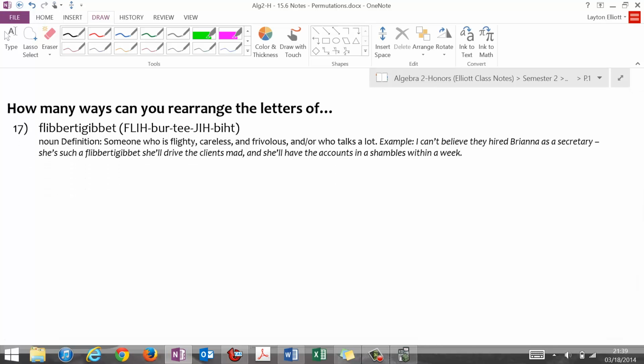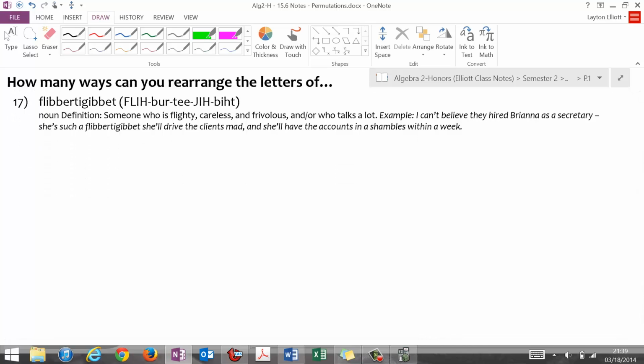Lastly, these are some fun words I found online in period 7. This is why I was giggling while you guys were taking your test. This is an actual word. You could try to say it. Okay, flibbertigibbet. Okay, that's someone who is flighty, careless, and frivolous, and who talks a lot. To me, this describes many of my wonderful period 7 kids. This is my shout out to you guys.